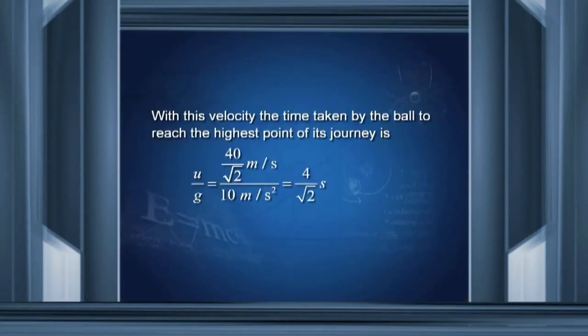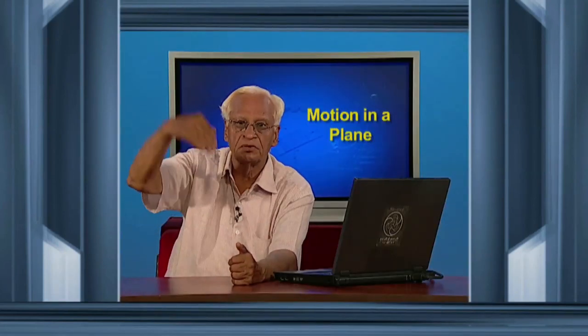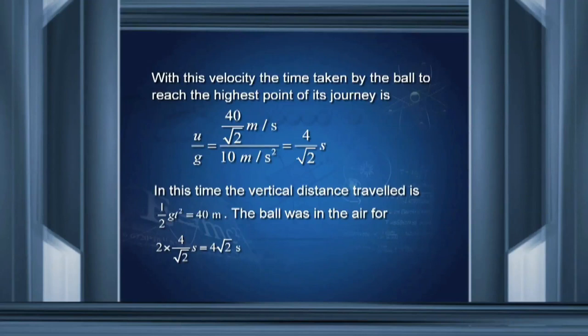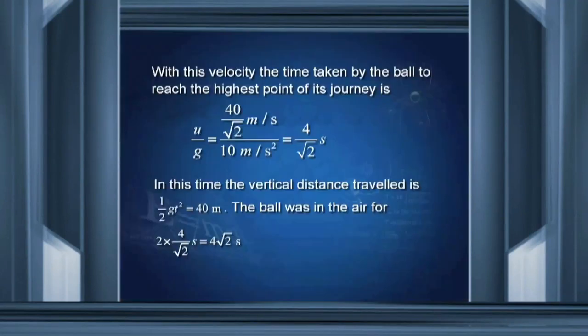With this velocity, the time taken by the ball to reach the highest point of its journey is u by g, and that time is 4 by root 2 seconds. 4 by root 2 seconds to come down also. So, the total time would be twice into 4 by root 2. The ball in the air, therefore, stays for 4 times root 2 seconds. And the vertical distance travelled, again you can find from half g t square, and that is equal to 40 meters.